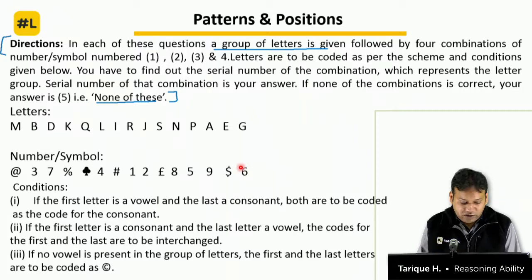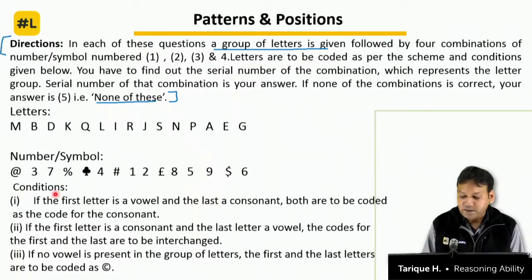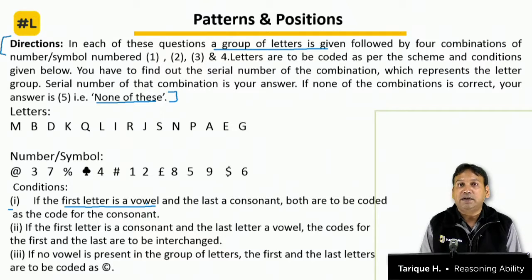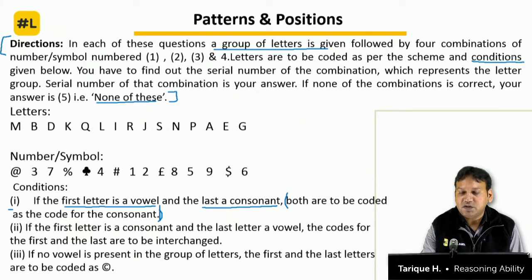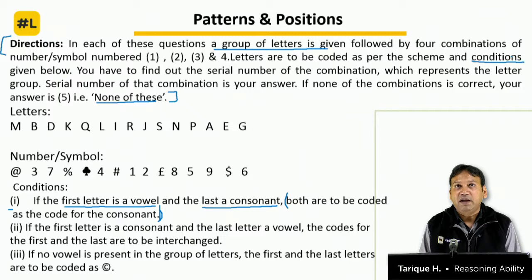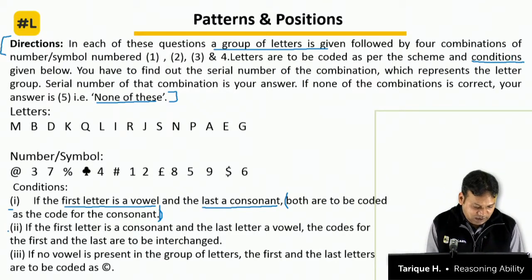Now based on this, there are 3 conditions also given to us. Look at the first condition. If in a group of letters the first letter is a vowel and the last a consonant, then what should be done? Both are to be coded as the code for the consonant. So we have a scheme followed by a condition. If the first is a vowel and last a consonant, then both must be coded based on the code for the consonant. What is the next condition?